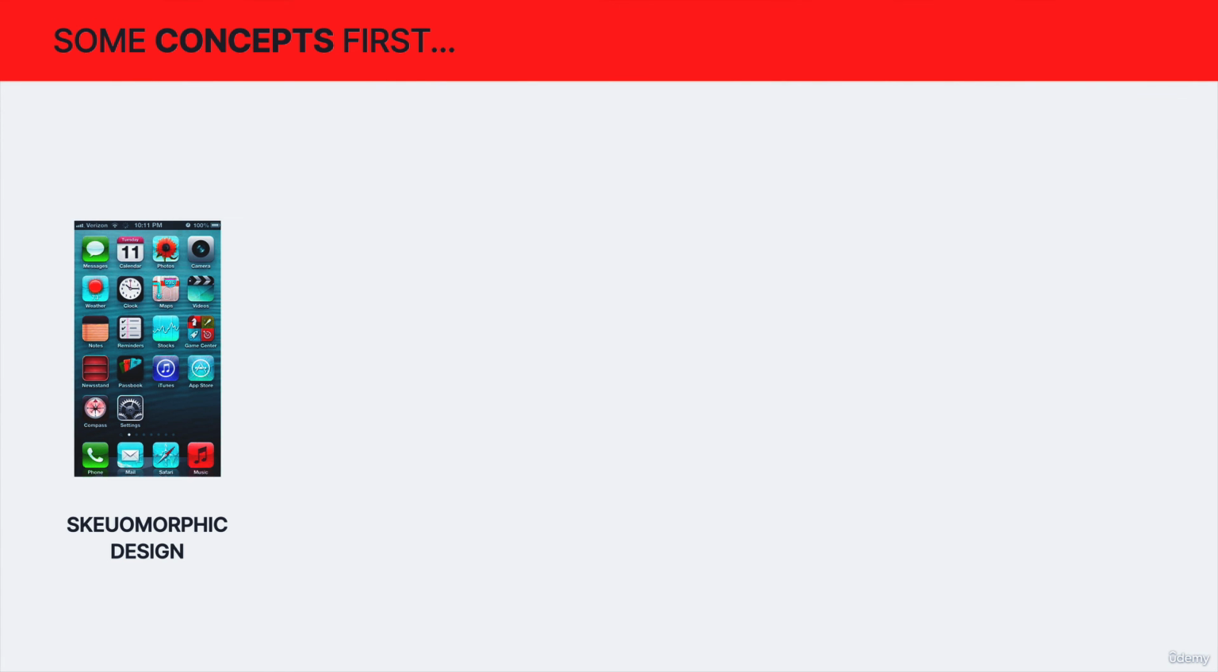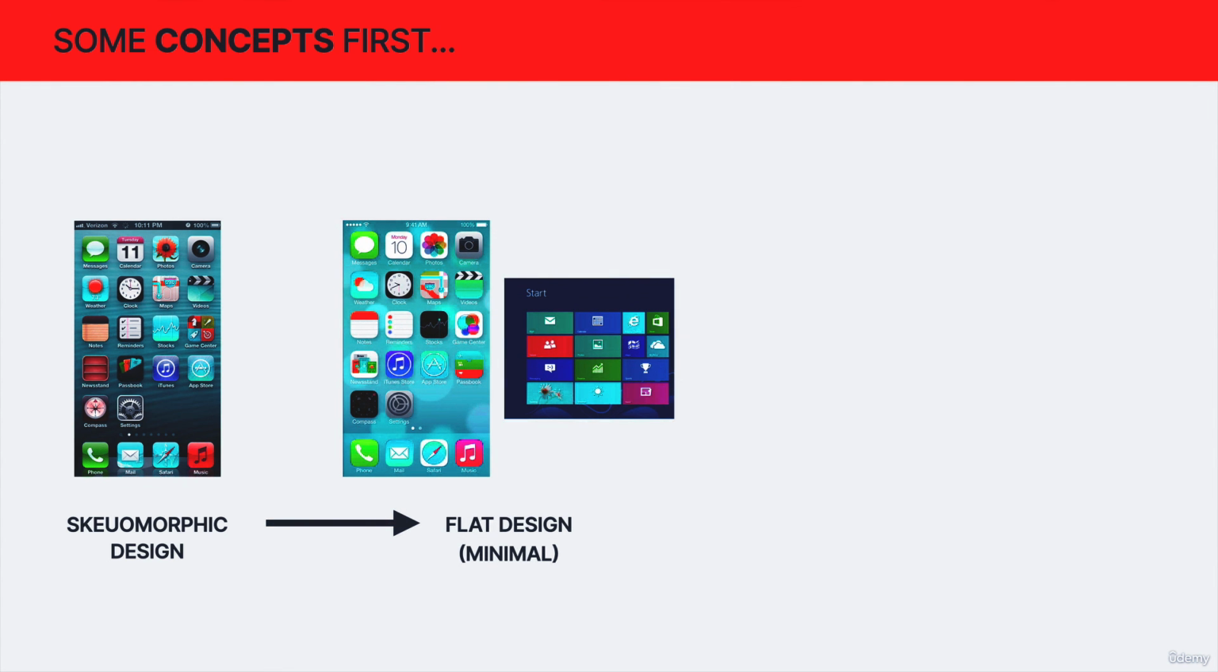and lots of shadows. Then, after some time, Windows 8 and iOS 7 came along and introduced the idea of flat design, where all of this was completely stripped away. So no more realistic details or glossy effects or shadows. Everything was simply reduced down to the essentials, which is why this design is also called minimal.